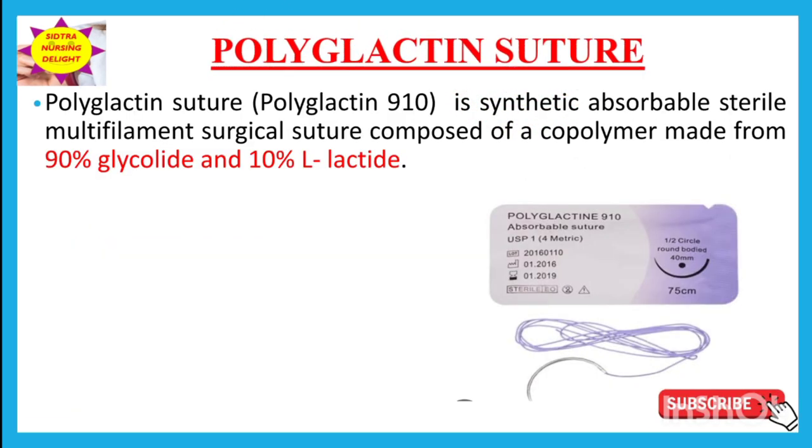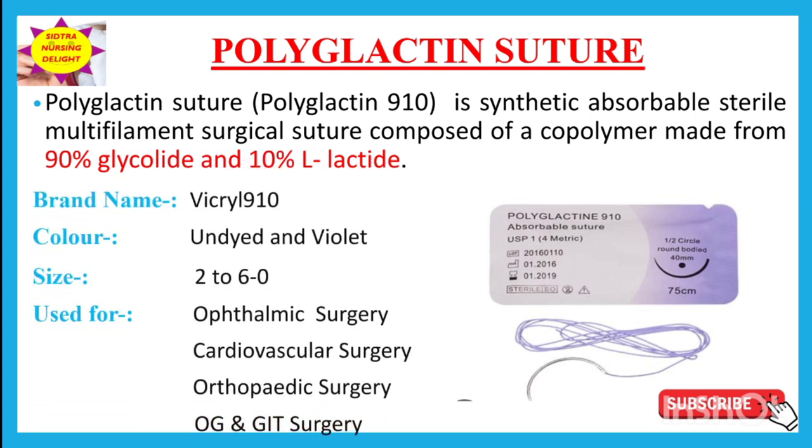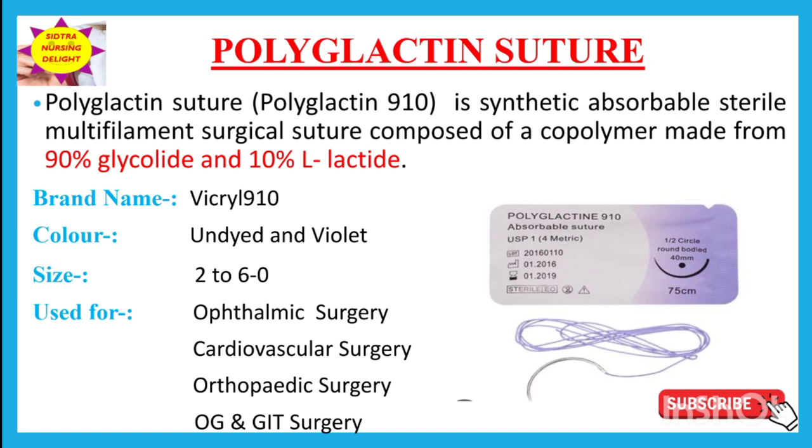Let's talk about polyglactin suture. Polyglactin suture is a synthetic, absorbable, sterile, multifilament surgical suture composed of a copolymer made from 90% glycolide and 10% L-lactide, as you can see in the image. It is a multifilament suture, composed of more than one filament. Its brand name is Vicryl 910. Its color is undyed and violet. Its size is from 2 to 6. It is mainly used for ophthalmic surgery, cardiovascular surgery, orthopedic surgery, obstetrics and gynecological surgery, and gastrointestinal tract surgeries.